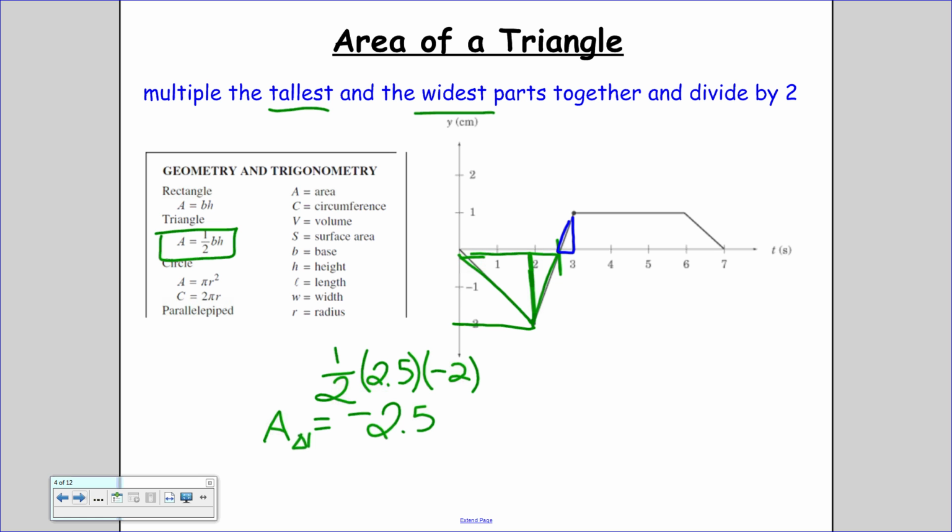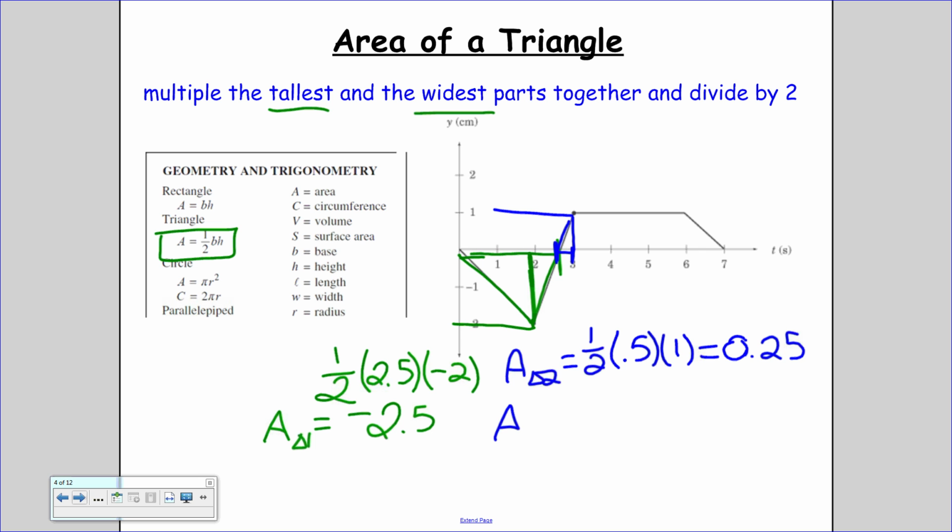Now, area of triangle 2 is equal to 1/2 the base. So if this was 2.5 and this is 3, then my base is 0.5 times my height, which was 1. Okay, so that's going to equal 0.25. The area of triangle 3, and that triangle 3 is this one, is equal to 1/2 the base. The base is 6 to 7, so the base is 1. The height is also 1. So the area of triangle 3 is 0.5. Okay, so we found the area of each of the pieces.